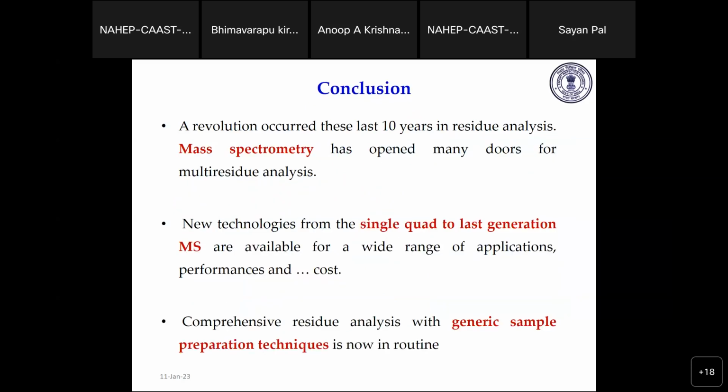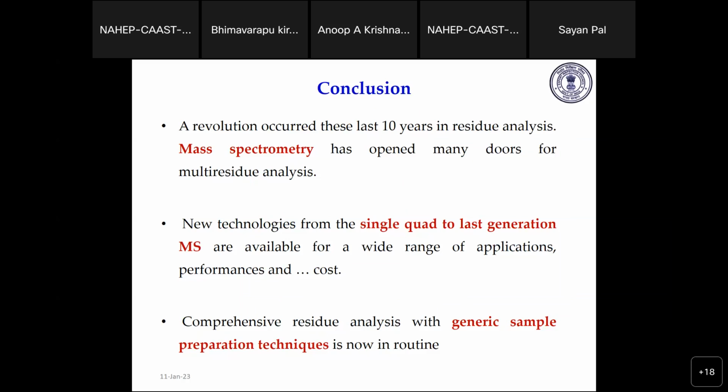So just to summarize also, see, this revolution has occurred in the past 10 years in residue analysis, where mass spectrometry has opened many doors for multi-residue analysis. From a single quad to the latest generation mass spectrometry has come out. Earlier, people were working on single quad or normal LC, liquid chromatography. We didn't have mass spectrometry at all. Now we have MSMS, we have high resolution mass spectrometry, wherein we can even determine the mass accuracy with many of the compounds.